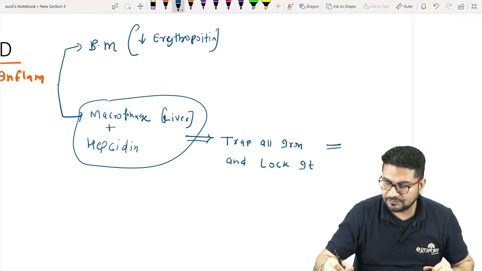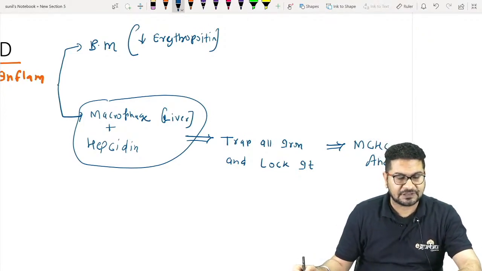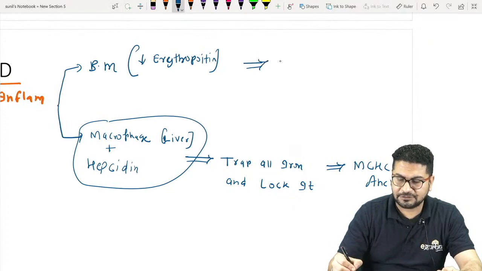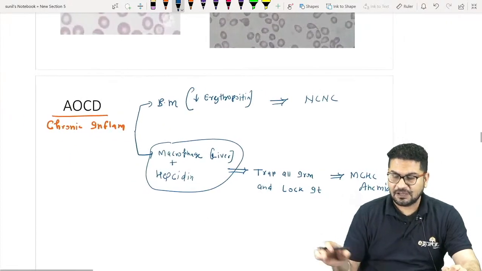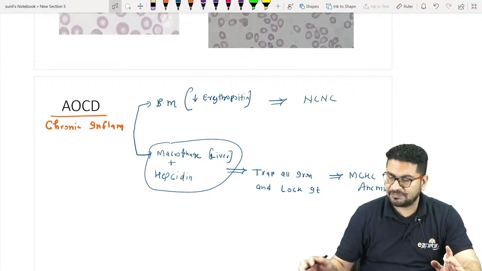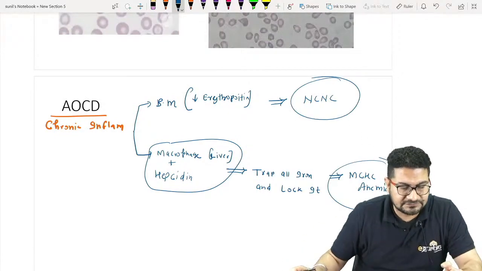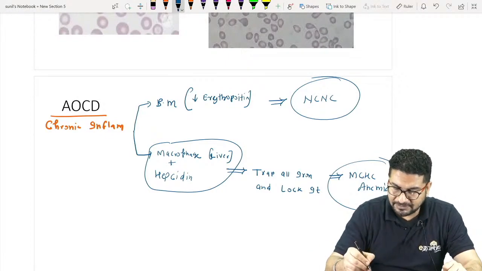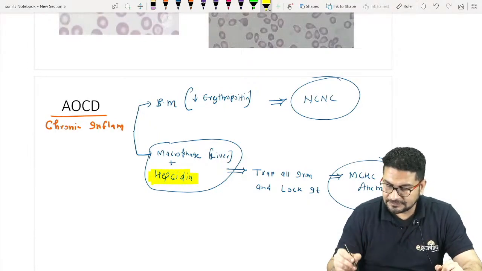So initially you will see microcytic hypochromic anemia. And later on you will notice decreased erythropoietin, so you will see normocytic normochromic anemia. So my message here is, anemia of chronic disease can be microcytic hypochromic or it can be normocytic normochromic. It can be both. Is it clear? So basically what you have to remember here is the principal iron regulator, called hepcidin. So there is locking of iron.